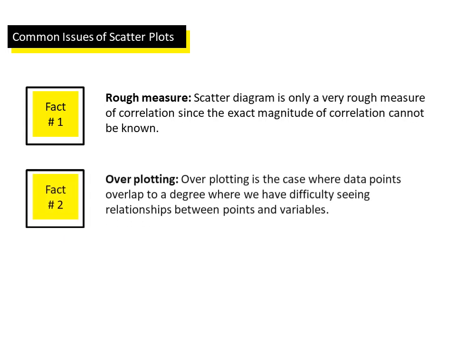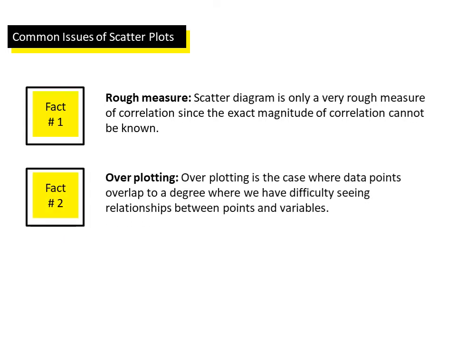Second, overplotting. When we have lots of data points to plot, this can run into the issue of overplotting. Overplotting is the case where data points overlap to a degree where we have difficulty seeing relationships between points and variables. It can be difficult to tell how densely packed data points are when many of them are in a small area. There are a few common ways to alleviate this issue.